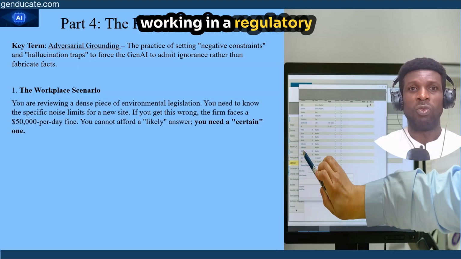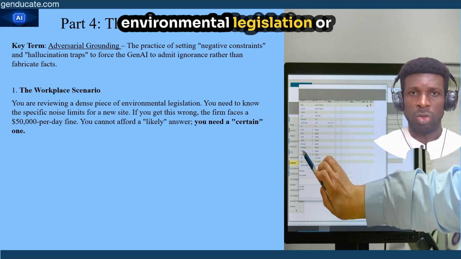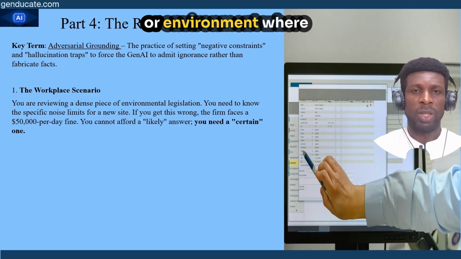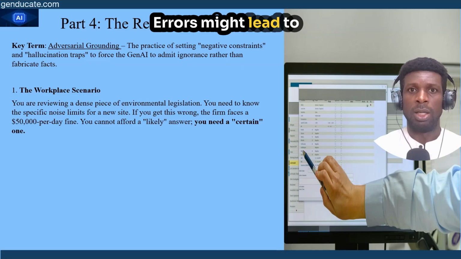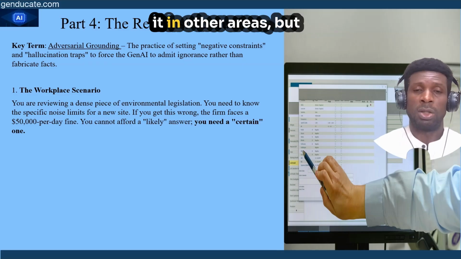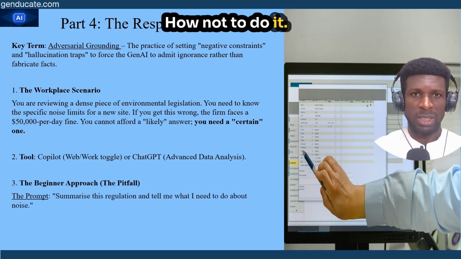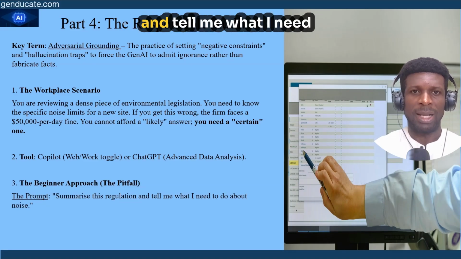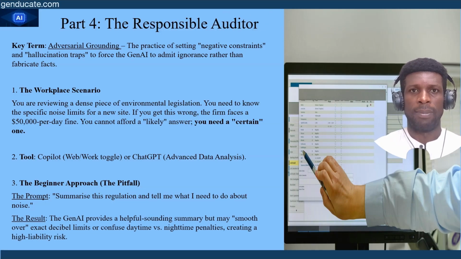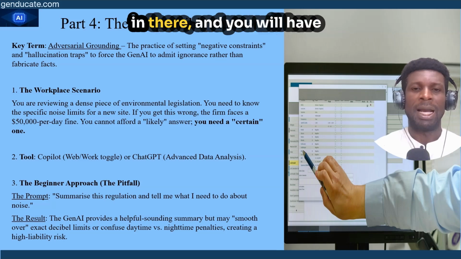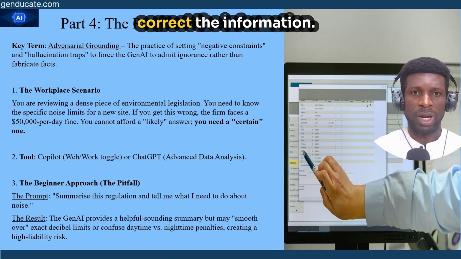For example, if you're working in a regulatory environment, like the workplace scenario we're looking at here, with environmental legislation or other regulatory documents, where the content has to be absolutely correct, no errors. Errors might lead to serious problems. You can also use it in other areas, but we're using this core example because it's very important here. How not to do it: if you look at a prompt, "Summarize this regulation and tell me what I need to do about noise," that would be a disaster because errors might be in there and you will have a lot of information that you don't need, which is what takes time to edit and correct.